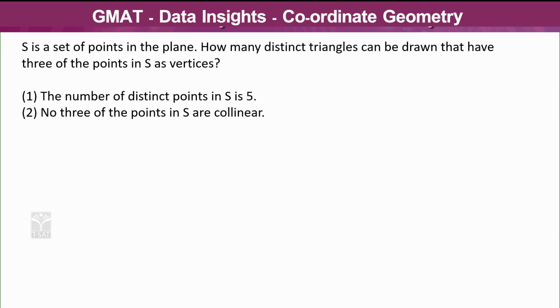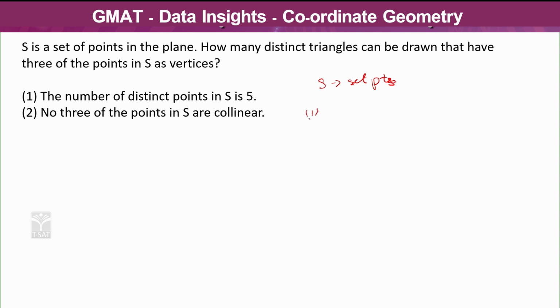S is a set of points in the plane. How many distinct triangles can be drawn that have 3 points in S as vertices? Okay. So, they are telling us S is a set of points, but they are not telling us how many points here, and they are asking us to find out of these points how many triangles can be formed. So, for a triangle to be formed, there should be 3 points that are not on the same line.